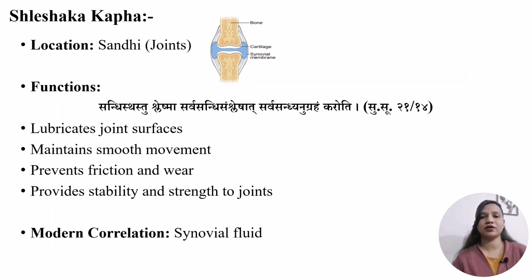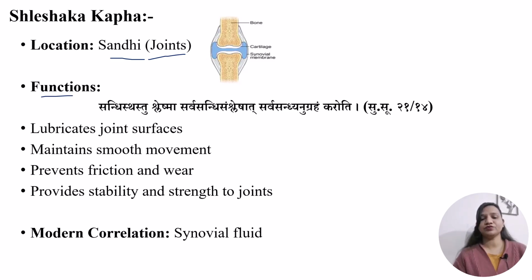Next one is the Shleshaka Kapha. So this is the last subtype of Kapha dosh, which is the fifth subtype, Shleshaka Kapha. Shleshaka Kapha resides in Sandhi, means joints. So Shleshaka Kapha, which is situated in the joints, supports and maintains all joints by providing lubrication, stability and binding to the joints, which are the qualities of Kapha dosh.